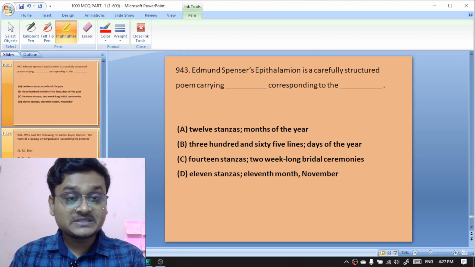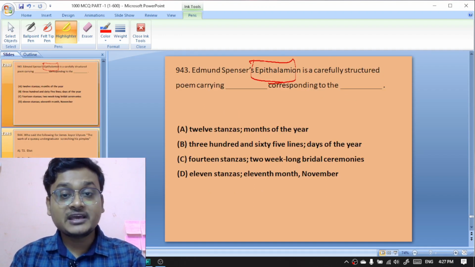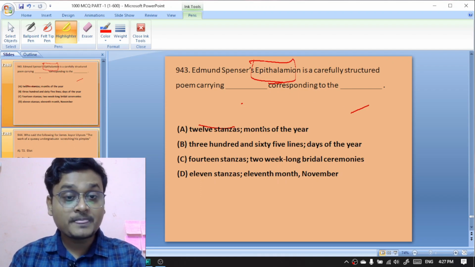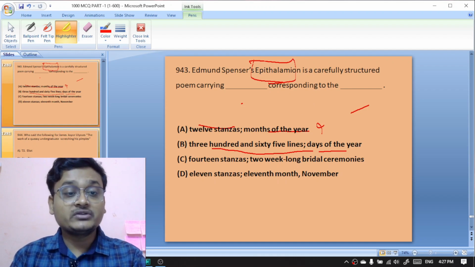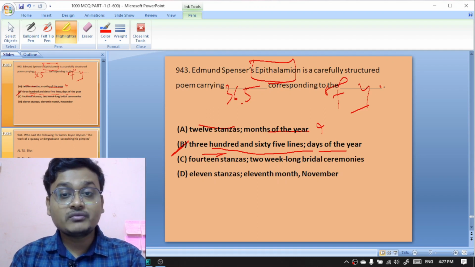Next, Epithalamion. Epithalamion is a carefully structured poem carrying dash corresponding to the dash. Twelve stanzas? No. Months of a year? No. 365 lines, the days of a year. Yes. So it contains 365 lines, which constitutes one year.